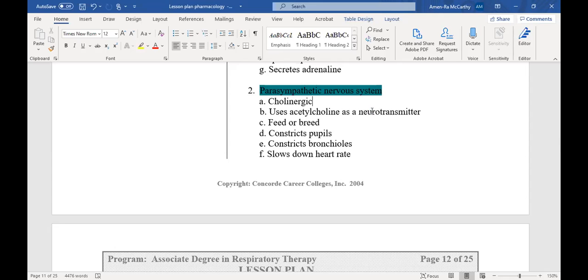We're either going to eat good, we're going to have sex, we just want to relax. Everything is chill, right? That's the parasympathetic nervous system side. The pupils constrict. So sympathetic, the pupils dilate. Parasympathetic, the pupils constrict, okay? The bronchioles constrict during the parasympathetic nervous system response, okay? And the heart rate slows down. So you see it's the opposite of the sympathetic side.